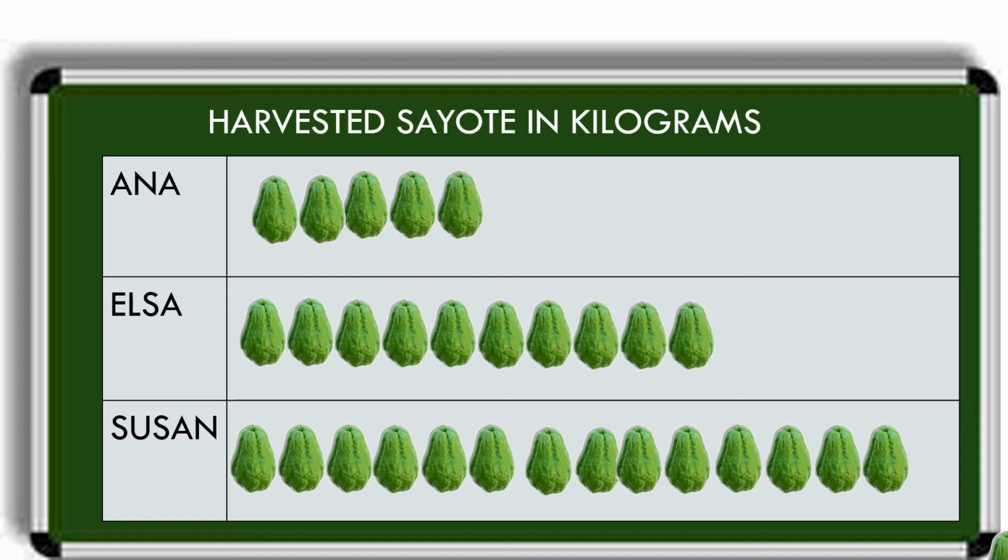Susan harvested 15 kilos of sayote. How did we arrive at the answer? We counted the sayote one by one. How many kilos of sayote were harvested in all? They harvested 30 kilos of sayote in all. So, we counted the sayote harvested by all the girls by ones.